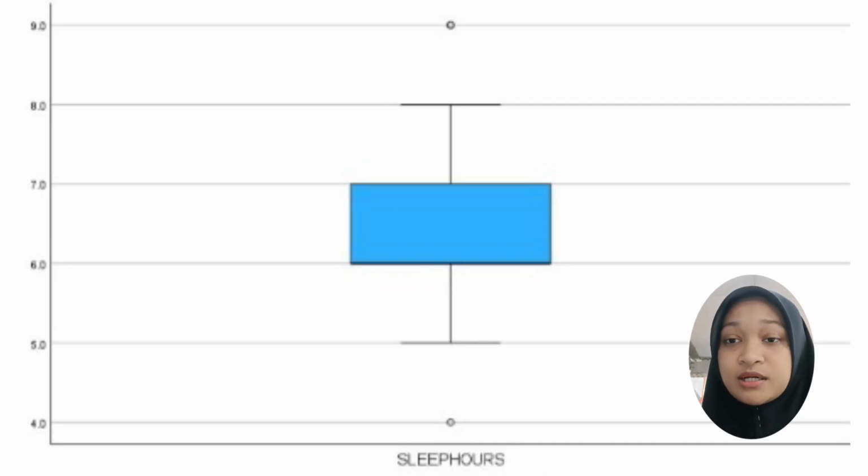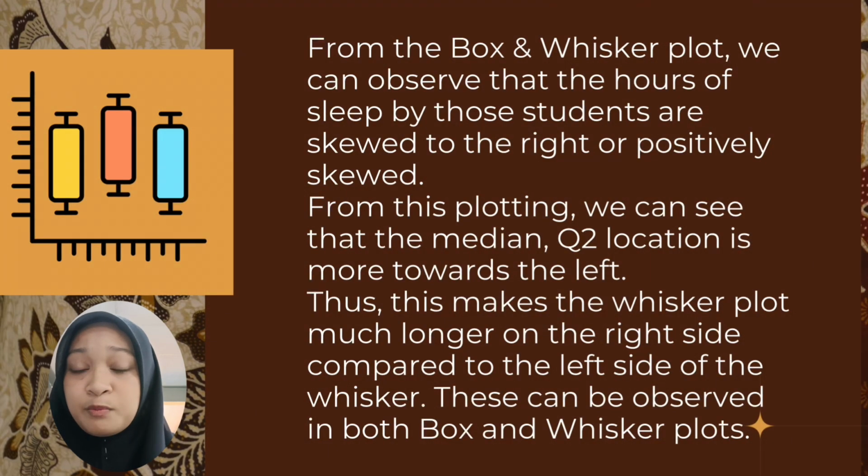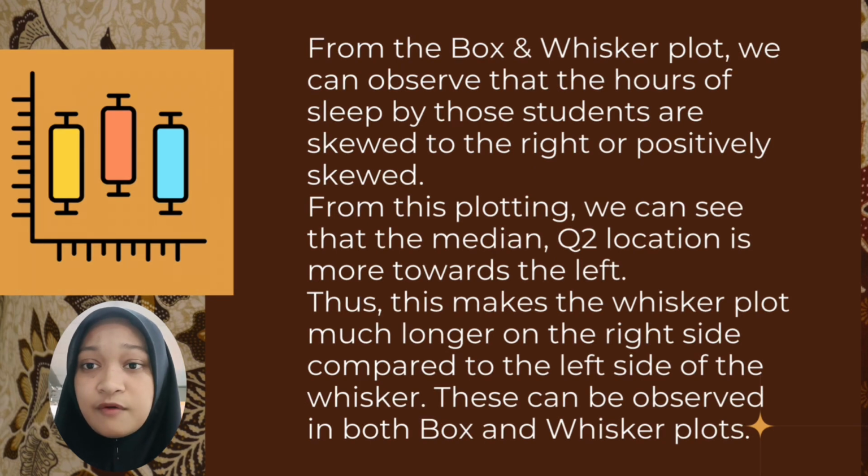Furthermore, based on the data for this variable, we can evaluate Q1, Q2, and Q3 to construct the box and whisker plot. The skewness of the sleep hours of the students is 0.188. This shows that the distribution is right skewed as the value of the skewness is positive. From the box and whisker plot, we can also observe that the hours of sleep are skewed to the right, or positively skewed. We can see that the median, Q2, is located more toward the left. Thus, this makes the whisker much longer on the right side compared to the left side.